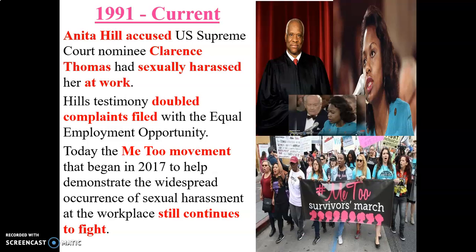There was a complaint filed with the Equal Employment Opportunity Commission against Clarence Thomas, and unfortunately, it didn't lead to much. He still got appointed to the Supreme Court, and this was repeated in more recent years with the appointment of the newest Supreme Court justice. Today, the Me Too movement that began in 2017, to help demonstrate the widespread occurrence of sexual harassment in the workplace, still continues to fight. It has been prominent since 2017, and many times AJR students have participated in it as well.